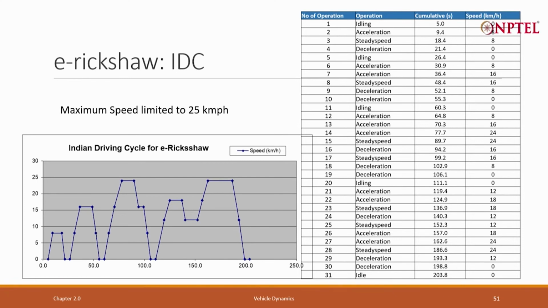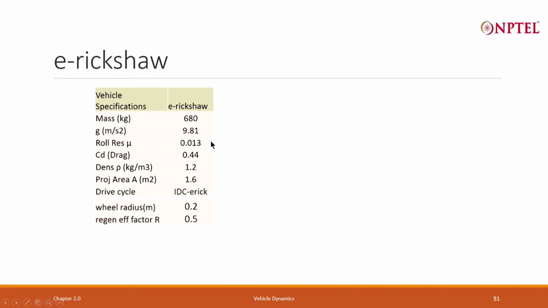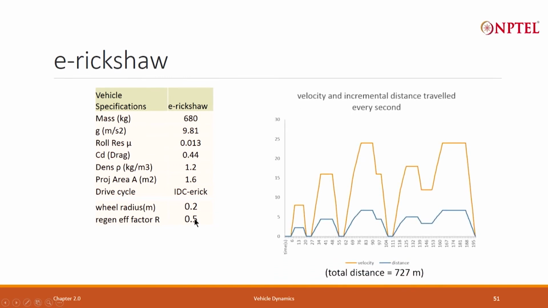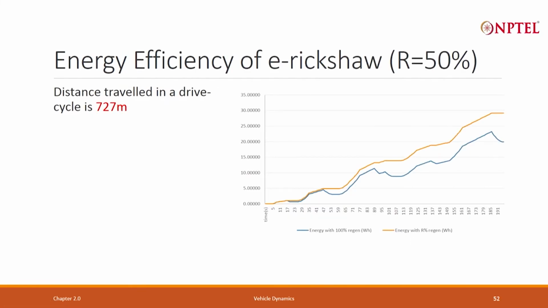And you take the specification of the e-rickshaw, that is very important. This is the input to the spreadsheet: the mass 680 kg, g, the rolling resistance, drag, density of air, projected area, the drive cycle, wheel radius and regeneration efficiency. So, you take all of that and this is what the drive cycle gives you. It is a 727 meter drive cycle; this plots the incremental distance that you travel, and this plots the velocity. Now, you compute the force, traction force, power, torque.